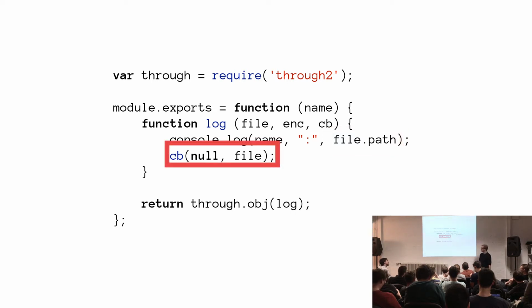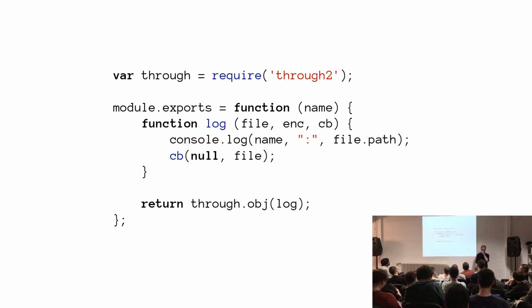And this call is very important, because the callback says, okay, I'm done, give this file to the next function in the pipeline. This callback is a parameter to the log function, so Gulp calls it with this callback. Whenever this callback is called, the next item in the pipeline, so this file, is passed to the next function in the pipeline.